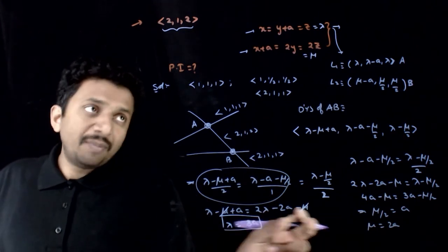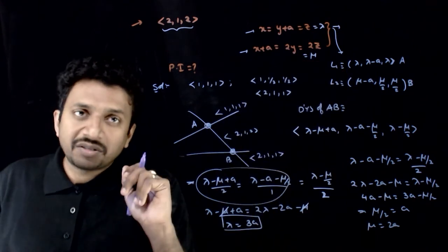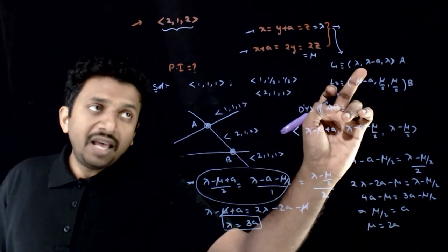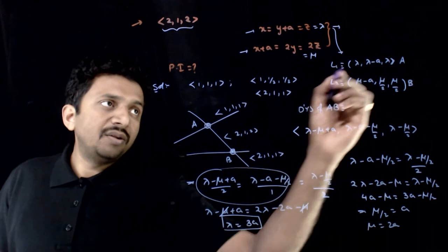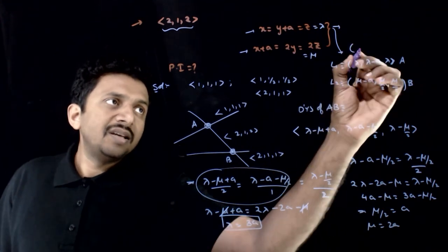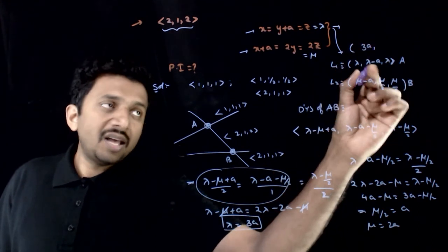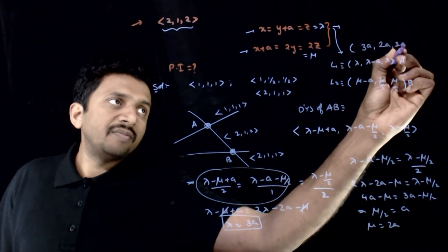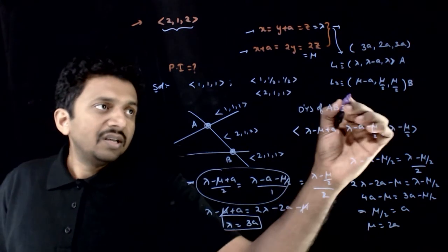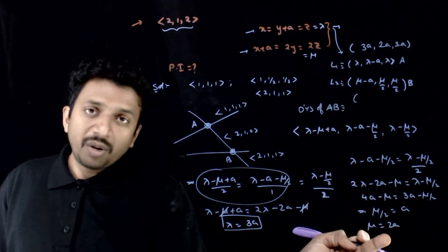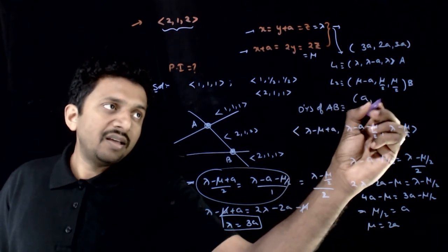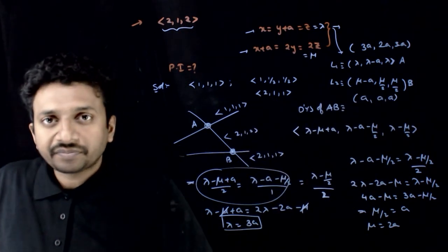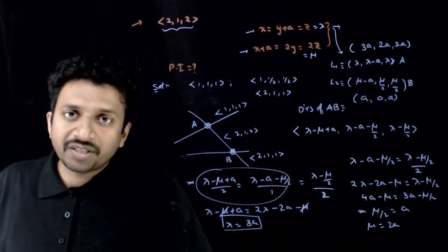So once you've got lambda and mu, let us find the points of intersection. What is the point of intersection for A? You just need to put lambda equal to 3a. So the point is 3a, 3a minus a which is 2a, comma 3a. That's one point of intersection. The second point of intersection, by putting mu equal to 2a, is a, a and a. So these are the two points of intersection which are required.